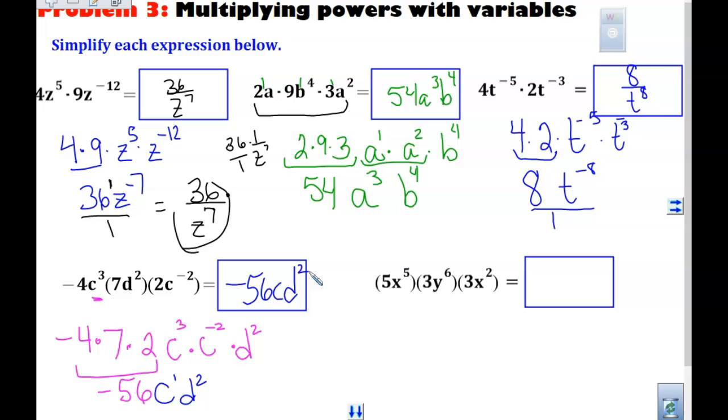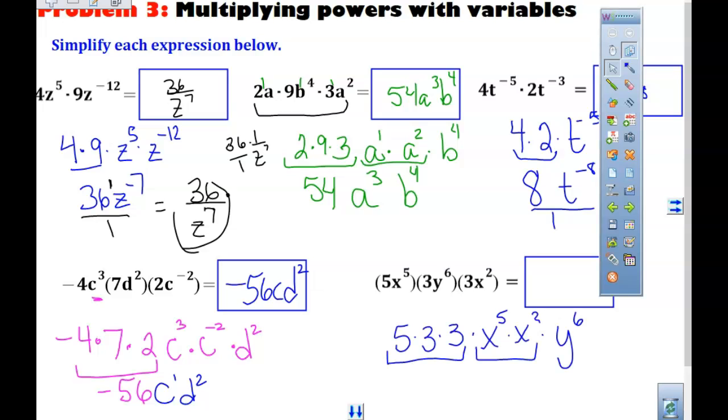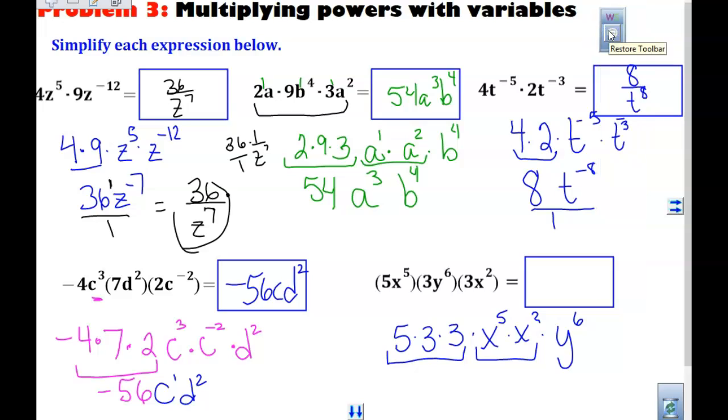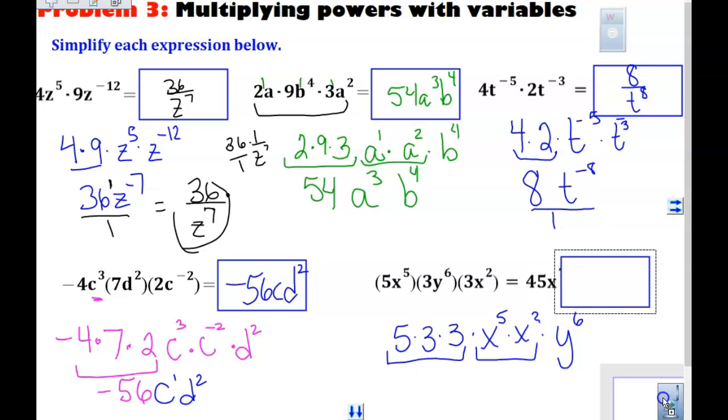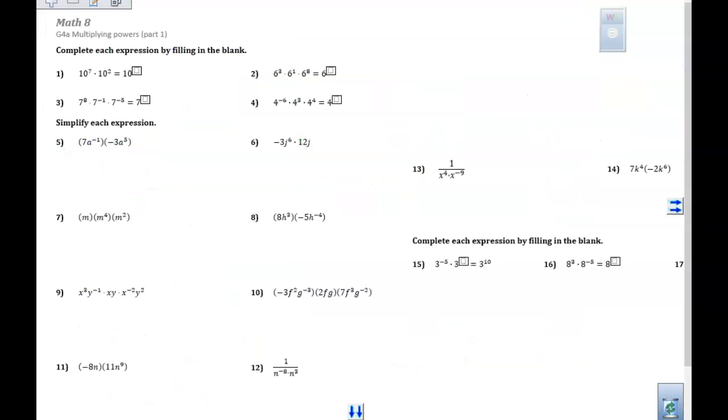Okay? So please try that last one right now and kind of check it out. Okay? So if we're looking at that last one, our answer had to be 45 x to the 7th power and y to the 6th power. Yes. Questions?